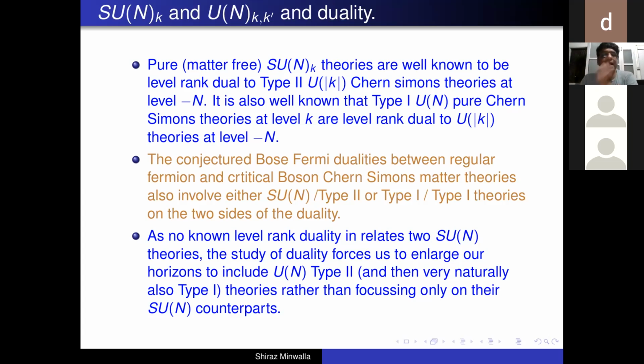Now, the conjectured Bose-Fermi dualities between regular fermions and critical bosons also involve either an SUN duality and a type 2 UN duality on one side, or type 1 and type 1 on the other side.